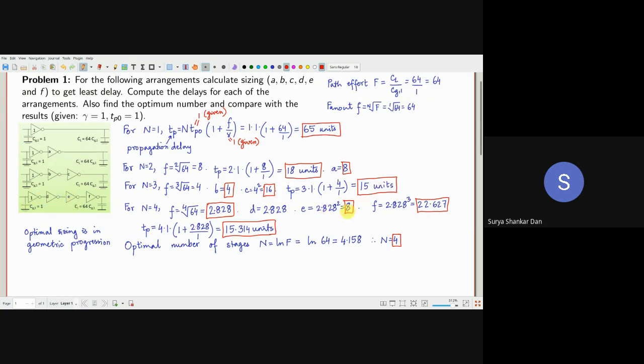So that squared is equal to 8. Then what is small f? 2.828 cubed, that is 22.627.